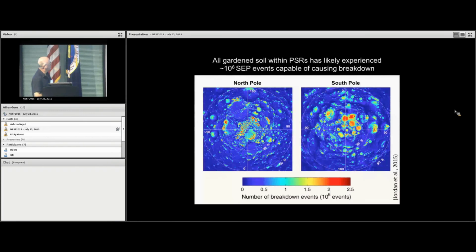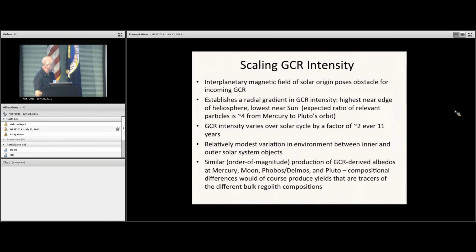Here's a map now showing, over the course of the time after which regolith had been gardened at both the North and the South Pole, the number of events in color, and the color scale here is 10 to the 6 events, ranging from 0 to 2.5. So these are occurring very frequently over geologic timescales, in this case associated with the time during which the regolith had been gardened and exposed.